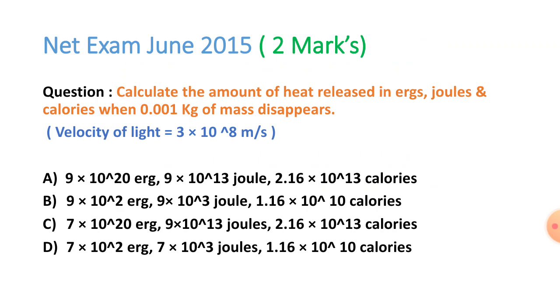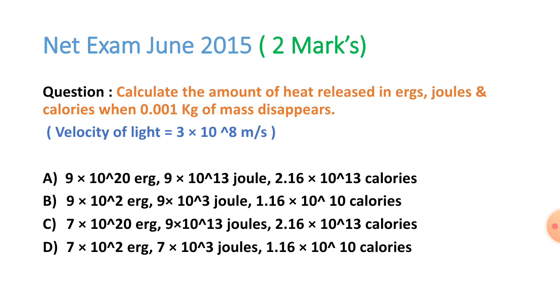So in today's session, I am going to explain how we can solve a 2 marks question from the NET exam June 2015 question paper. So let's see the question first. The question is: calculate the amount of heat released in erg, joule and calories when 0.001 kilogram of mass disappears.